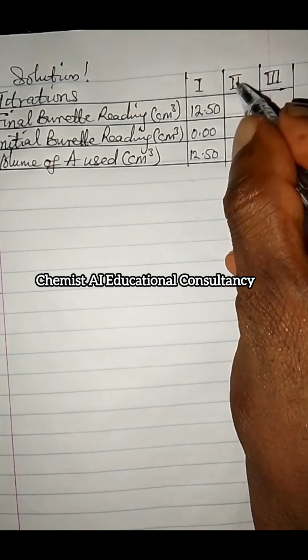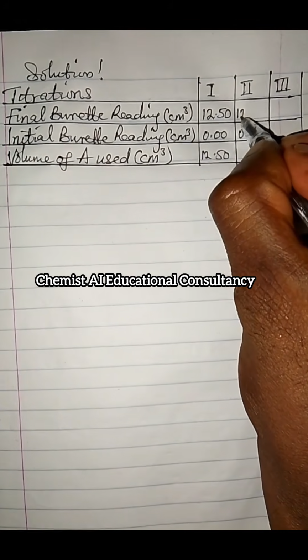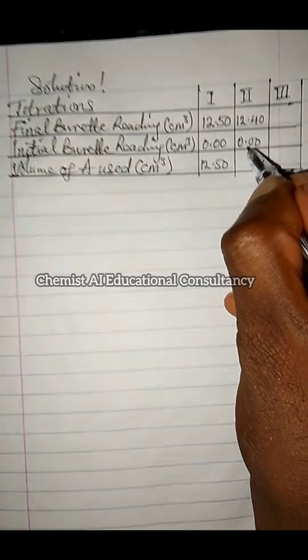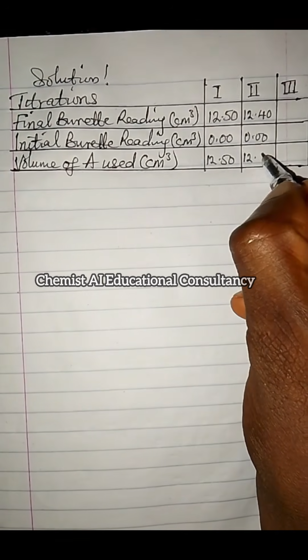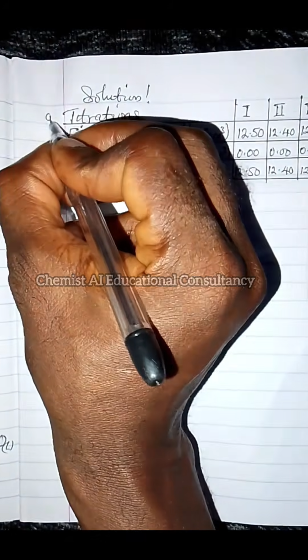You repeat the experiment by filling the acid to 0 level again. After titration, you will get roughly 12.50. In this case, 12.40. You do final minus initial, 12.40 minus 0.00. You will still get 12.40. You repeat up to 3 times. Now, question A solved. Note, this titration table has the highest mark, so make sure you don't cancel anything in your table.